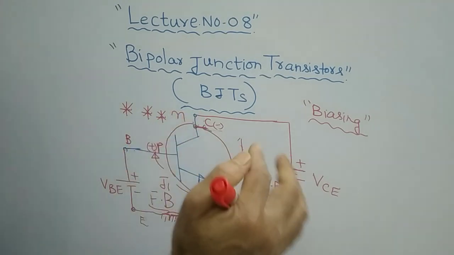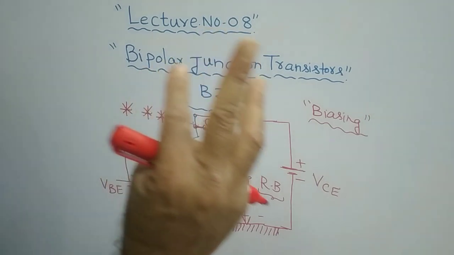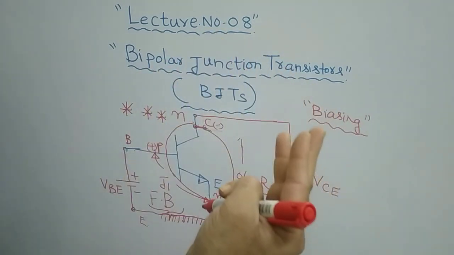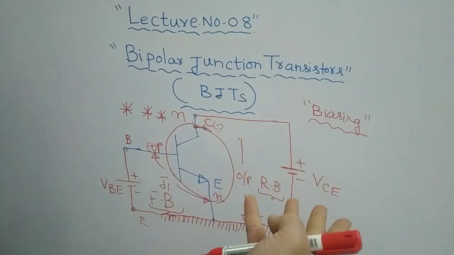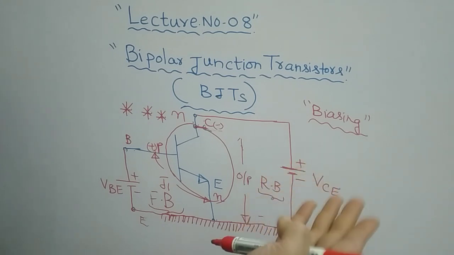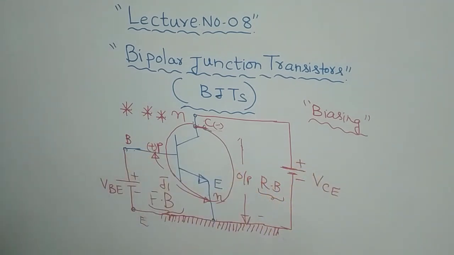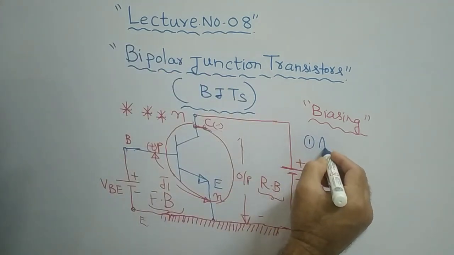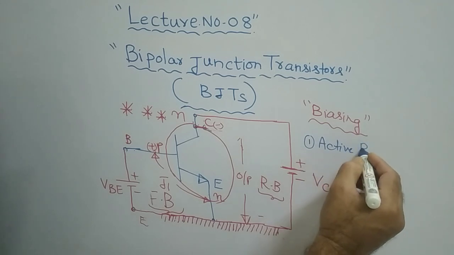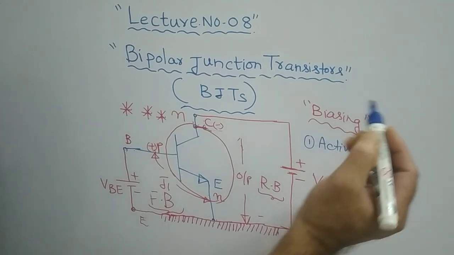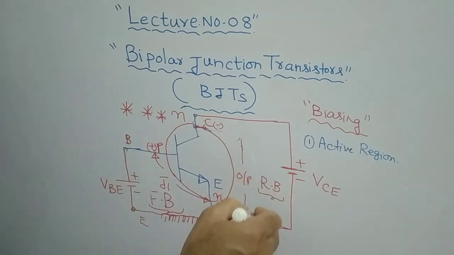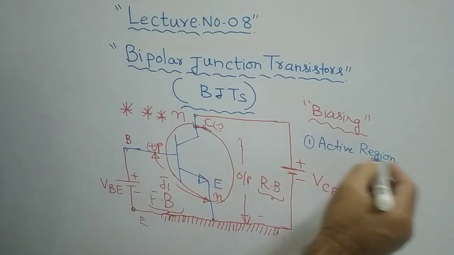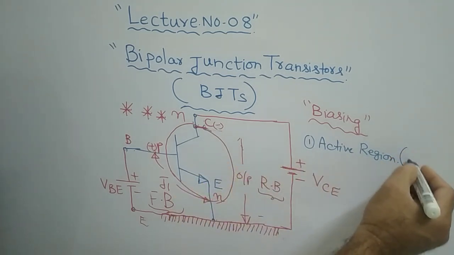So there are three states in which the transistor can operate. One is the active region, where the transistor will work in the active region. Second is the saturation region. Third is the cutoff region, right? For the active region of operation, the input junction must be forward biased and the output junction must be reverse biased, right? Remember that. Only in the active region will the transistor work as an amplifier.